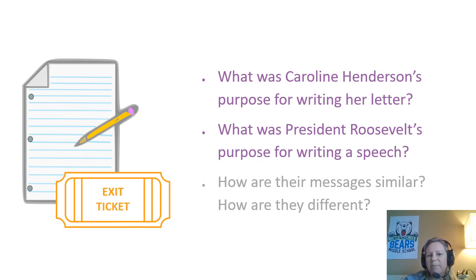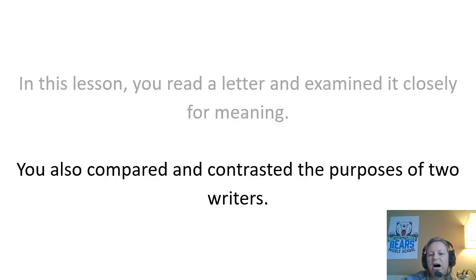Okay, so I'll get back to business here. Answer these questions after digging into those two texts, and you will come out doing just this. In this lesson you read a letter and examined it closely for meaning, okay? And then you also compared and contrasted the purposes of two writers, one being Caroline Henderson and one being President Roosevelt. So that's it. The lesson was easy peasy today, guys. There wasn't a whole lot to it.